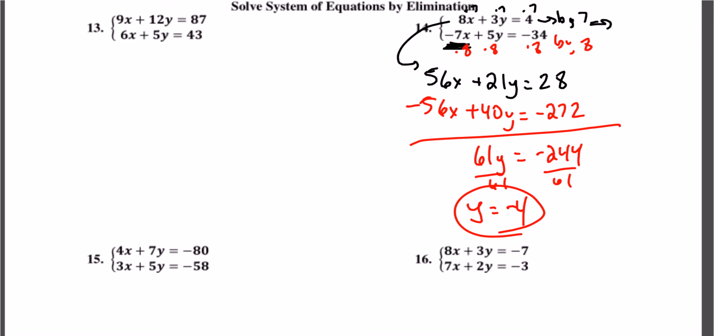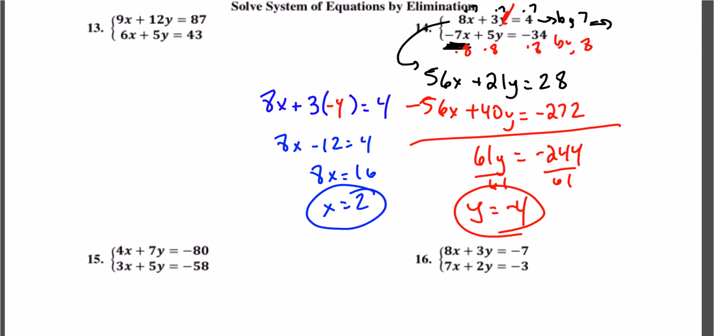I have a y. I'm going to plug it into the original. I'm going to plug it into the top, but it doesn't matter which one you plug it into. So I'm going to rewrite the top as 8x plus 3, but instead of y, I'm going to put negative 4, equals 4. I'm going to multiply 3 times negative 4 to get negative 12. So I have 8x minus 12 equals 4. I'm going to add 12 to both sides to get 8x equals 16. x equals 2. I have an x, I have a y, so that means the solution is 2, negative 4. And that's it for 14.